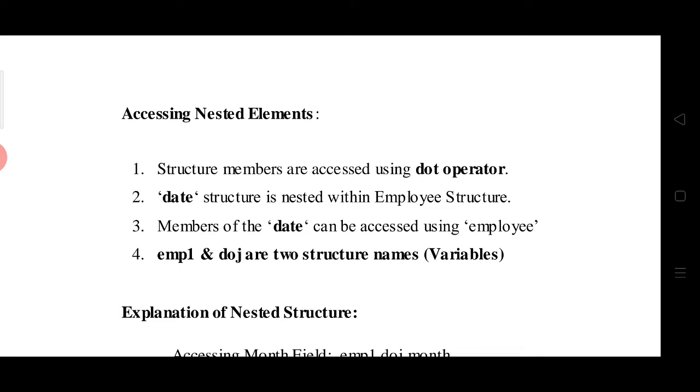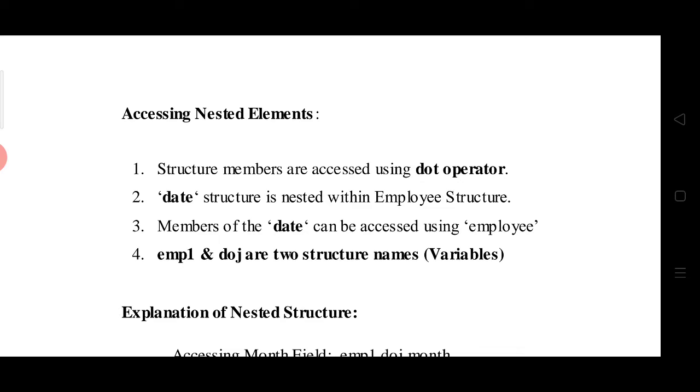Okay, so the date structure is nested within employee. That means date is embedded within employee. Then the next point is that members of the date can be accessed using employee, along with the employee variable. Along with the date variable you can access the members of that particular date.